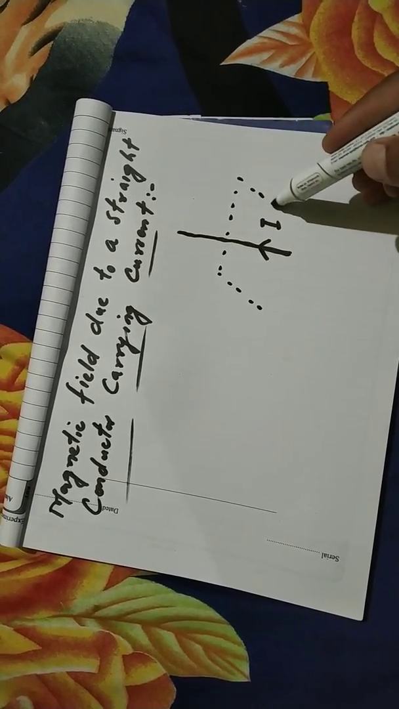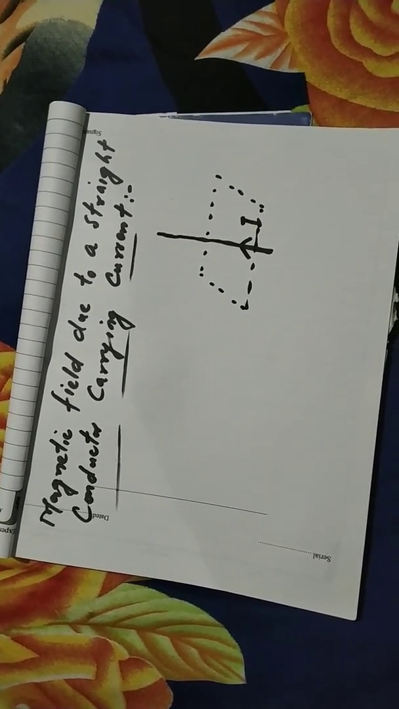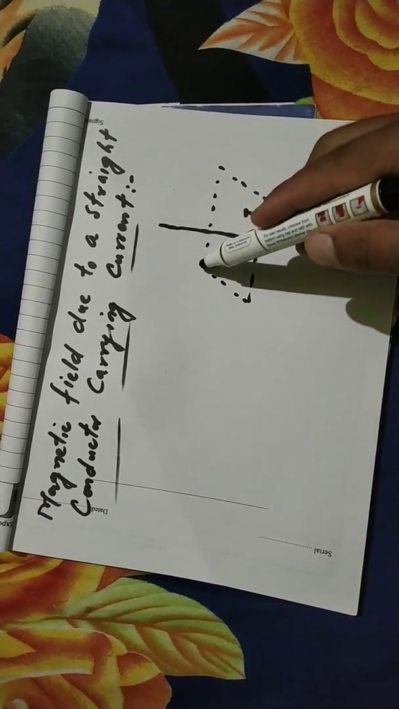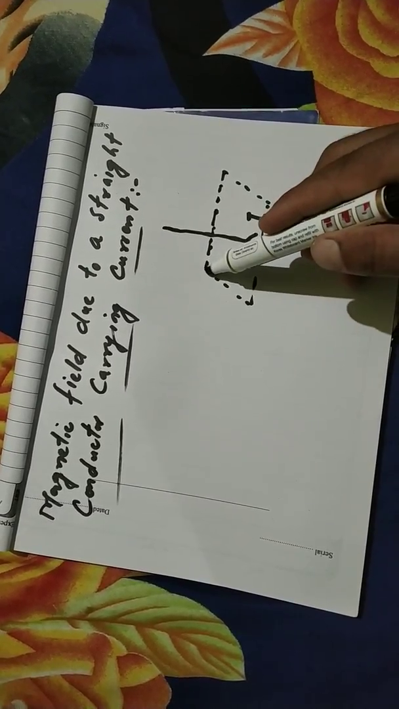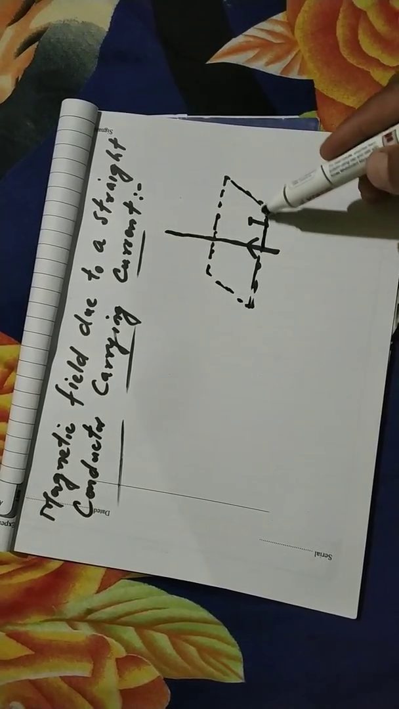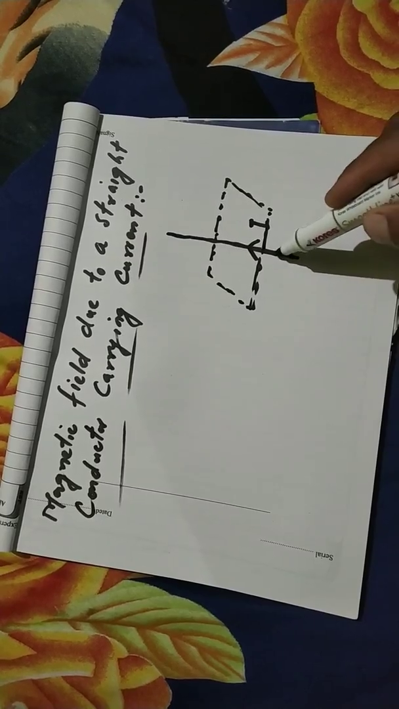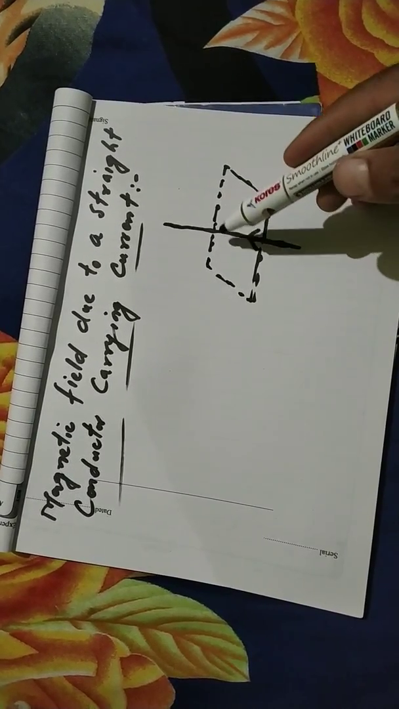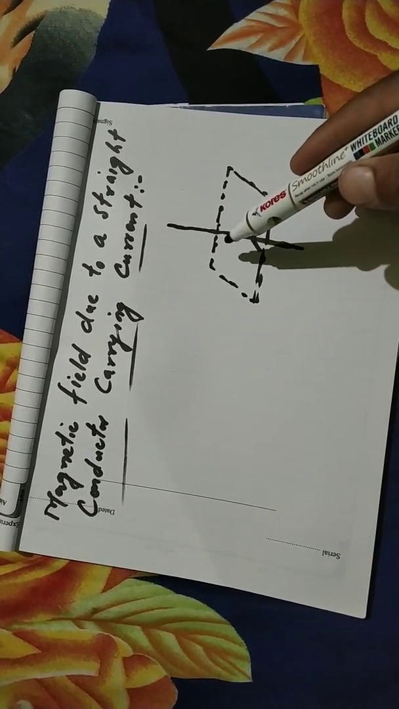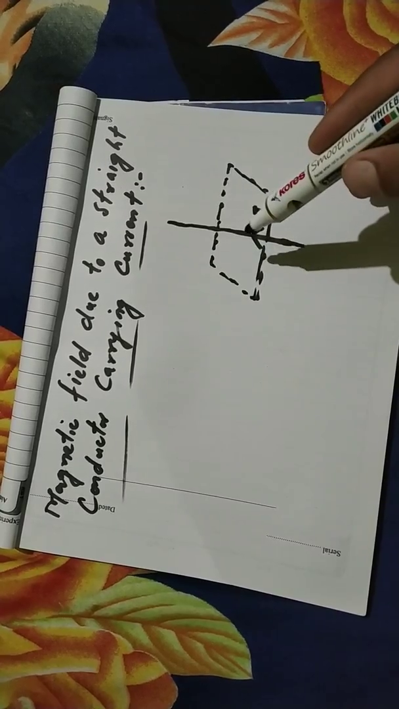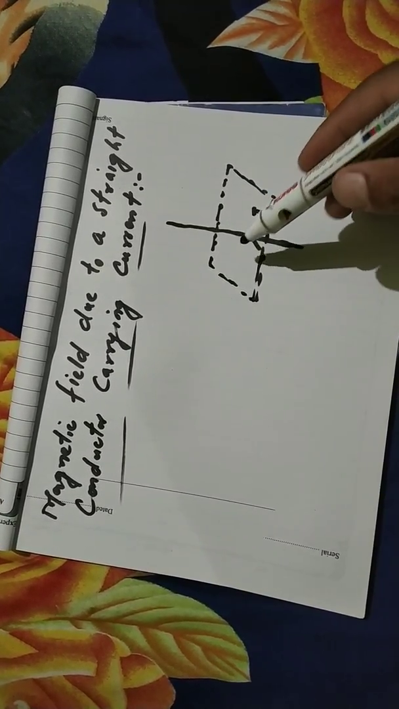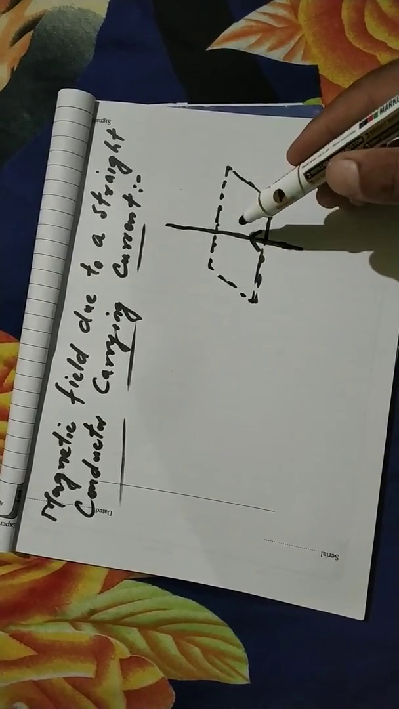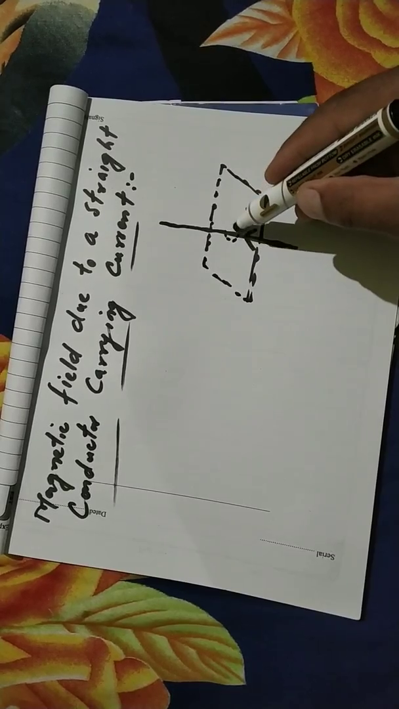I will draw a rectangular cardboard shaped figure, where I assume that this straight wire passes through the center of this cardboard. If we sprinkle iron filings on this cardboard around the conductor through which current flows, it is observed that these iron filings align themselves such that they form the shapes of concentric circles.